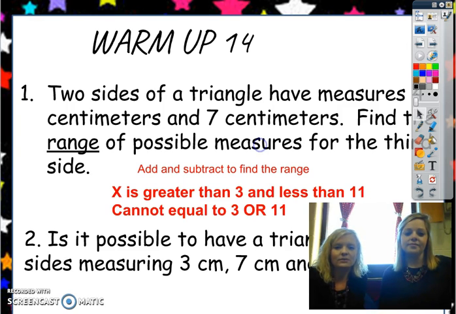So the first thing that we're going to do is find our maximum value. So we're going to add 4 plus 7. 4 plus 7 will give us 11, so that would be our maximum value. And then we will take 4 and 7 and subtract. So we will do 7 minus 4, which will give us 3. So our x has to be somewhere in between 3 and 11.